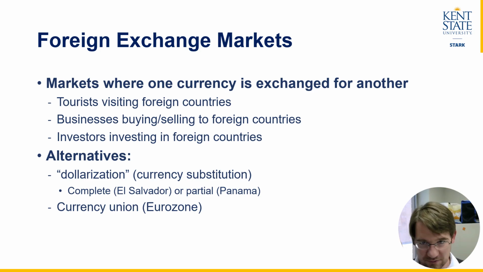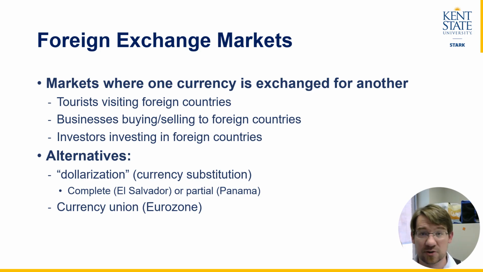Now, there are alternatives to having multiple currencies. One thing is what we call dollarization or currency substitution. This would be a case where you adopt another country's currency as your own. There are a couple forms of this. One would be a complete form of dollarization. El Salvador has done this with the US dollar. That is, they have said, we're not going to have our own Salvadoran currency; we are instead just going to use the US dollar. Or you could do it partially. So you have the case of Panama. The country of Panama uses both the US dollar and also its own local currency as well.